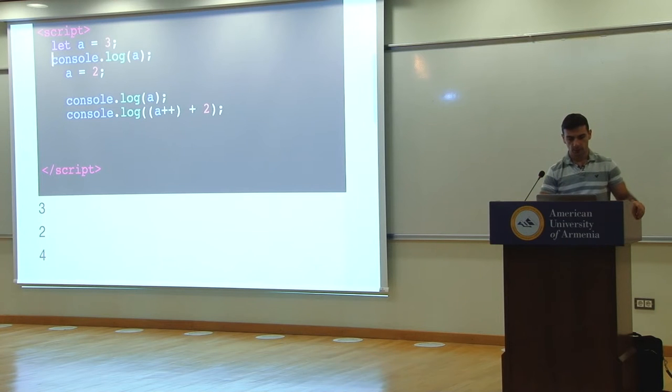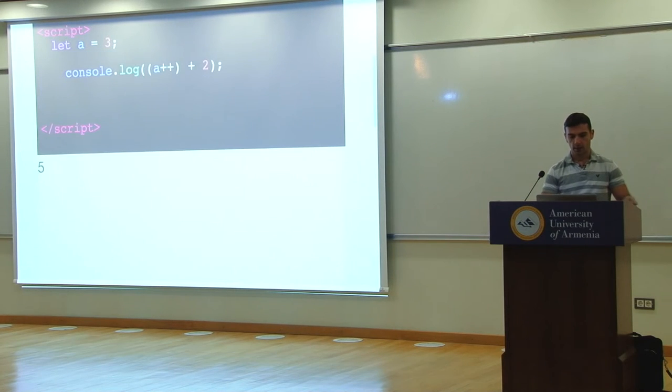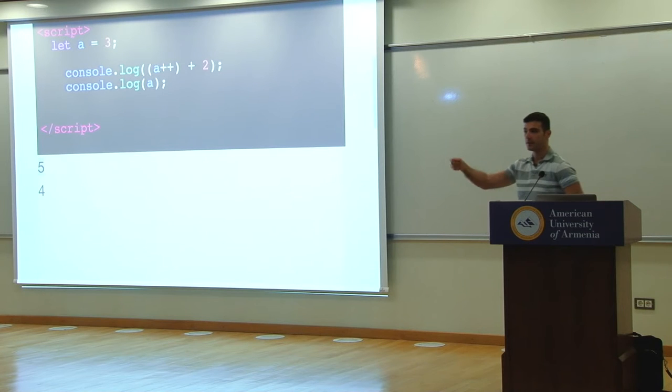All right, so if I do console.log of a here, notice that a has now been modified. It started off as 3. It was treated as a 3, so it was 3 plus 2, which is why we got a 5. The next time I refer to a, however, I get the incremented value of 4.